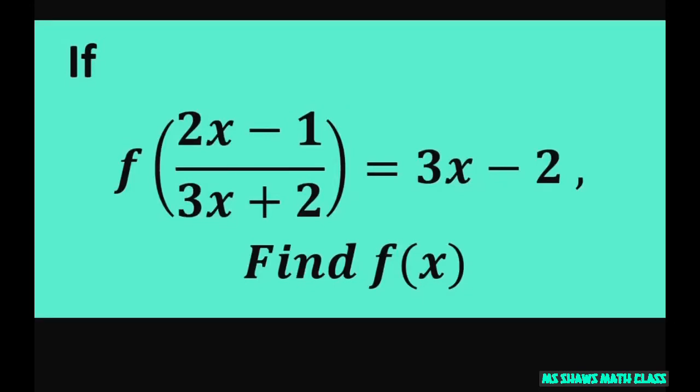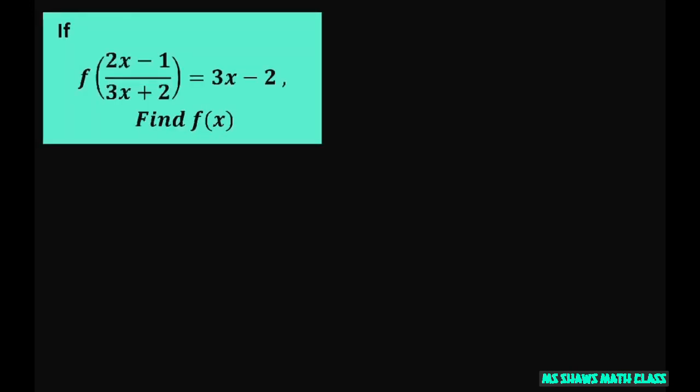Everyone. If f of (2x minus 1) divided by (3x plus 2) equals 3x minus 2, we are to find f of x. So basically the way you look at this problem is we want this part here to be x because we want to find f of x. And we have all this. So basically we want to set these equal. You want that to equal that. So you're going to have (2x minus 1) divided by (3x plus 2) equals x.